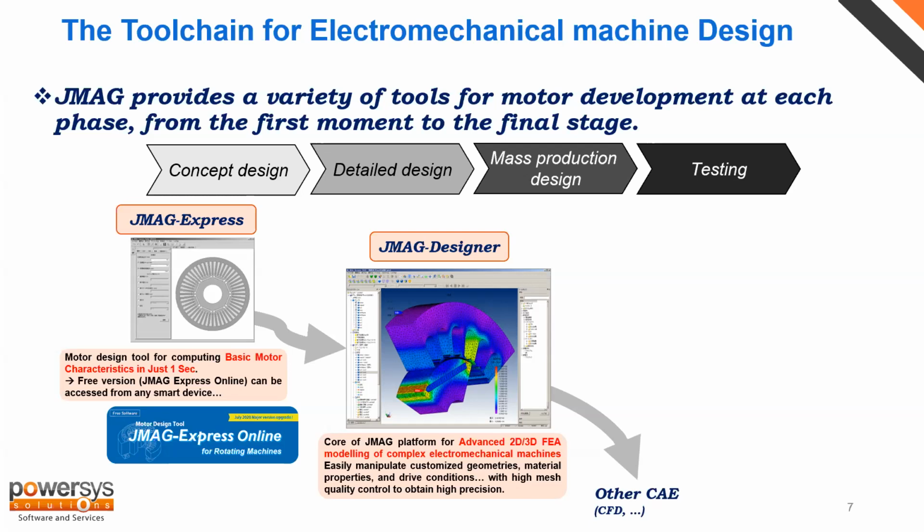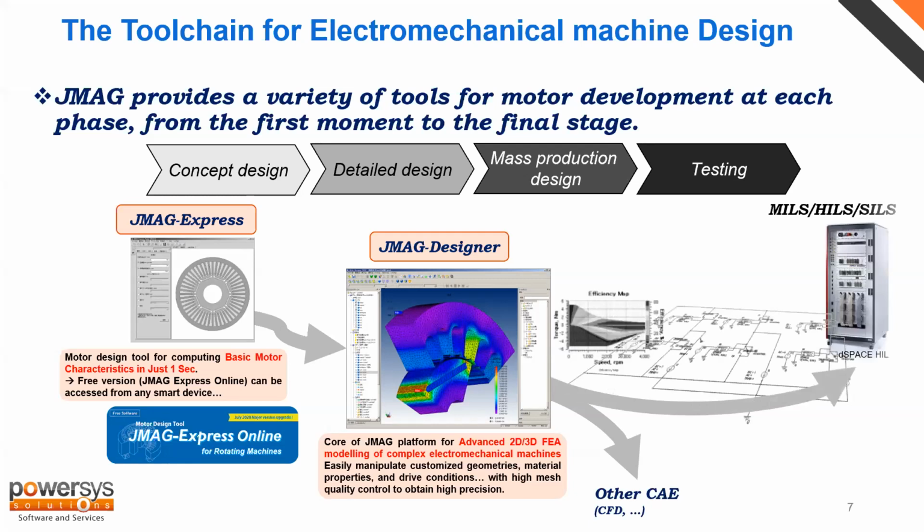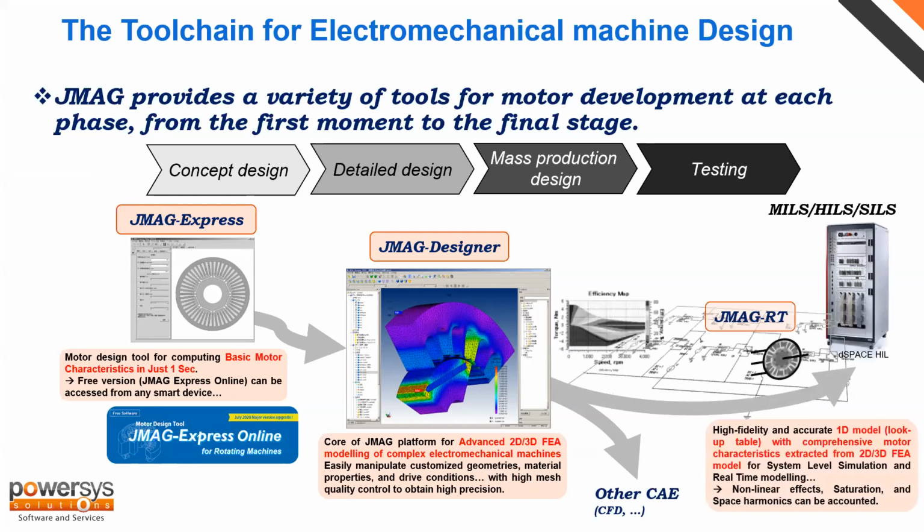And for validation or testing, you can use JMAG-RT to convert the 2D or 3D finite element model into a 1D component, which will contain all the characteristics of your motor that are extracted from Designer. Then with the 1D component, you will be able to import it into the circuit simulation software or into the test bench in order to run the simulation.